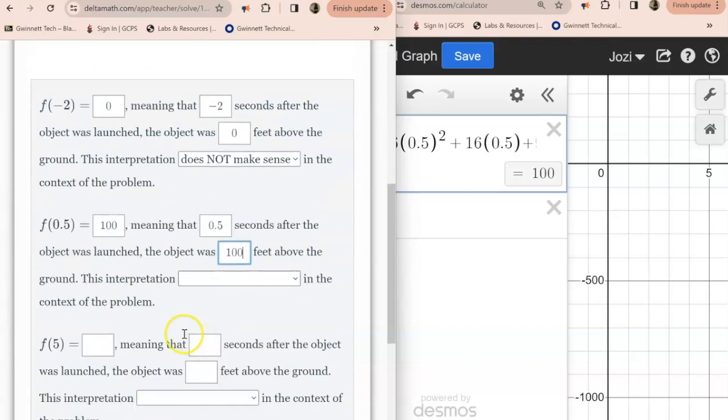Does this make sense? So now you're just looking at the two numbers. Is it okay to have half a second? Absolutely. Is it okay to have 100 feet above? Can I have 100 feet above the ground? Absolutely. So that makes sense.